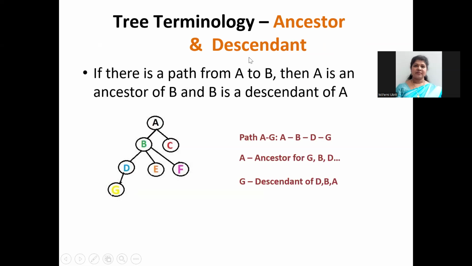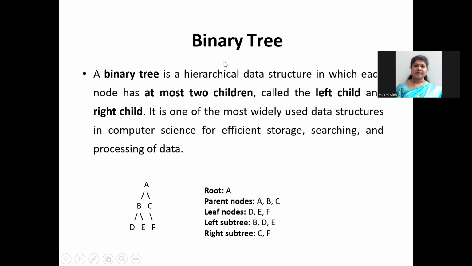Then ancestor and descendant. Ancestor is the parent and descendant is the child. So A is the parent of B and B will be the descendant of A. These are the terminologies we have covered, and next we will go into binary tree.